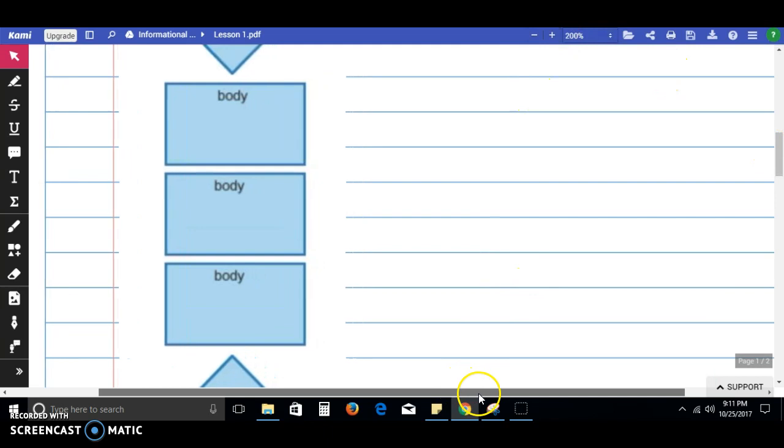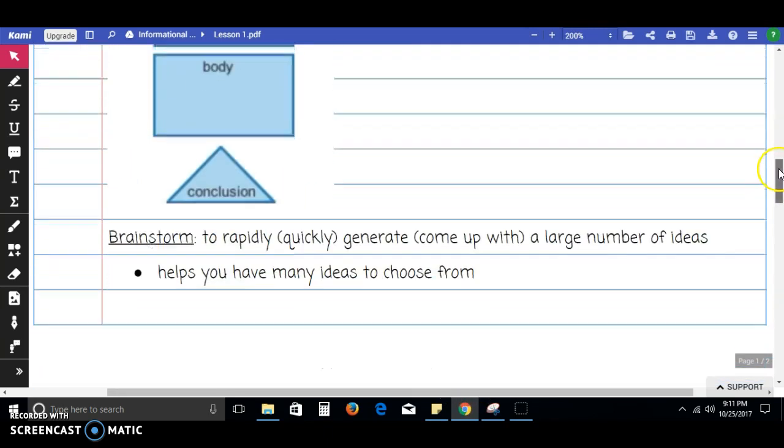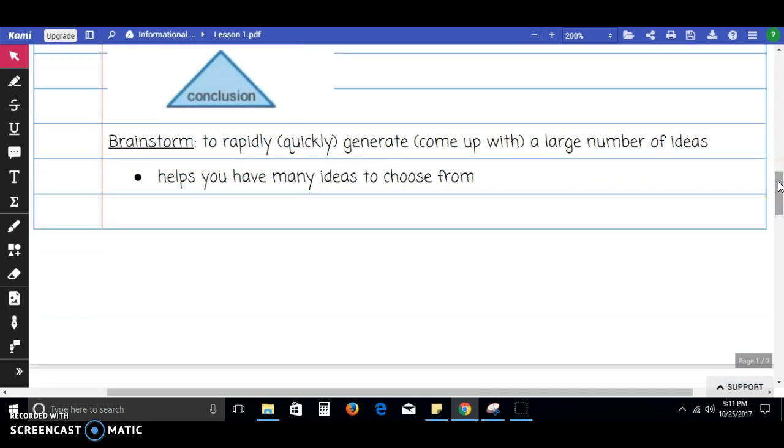Now that you've drawn your diagram, we're going to begin brainstorming topics for your article. So the first thing you need to do is figure out what brainstorming is. So brainstorming is to quickly generate a large number of ideas. So brainstorming is going to help you have many ideas to choose from.